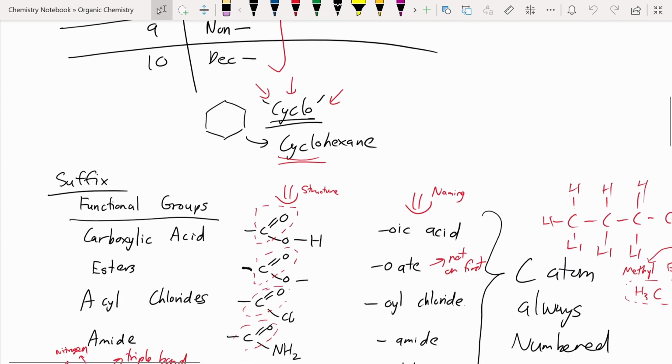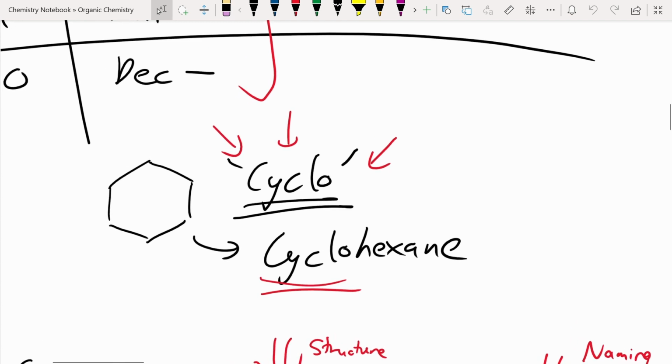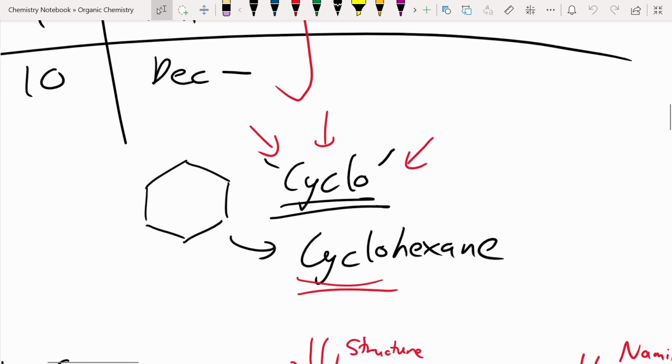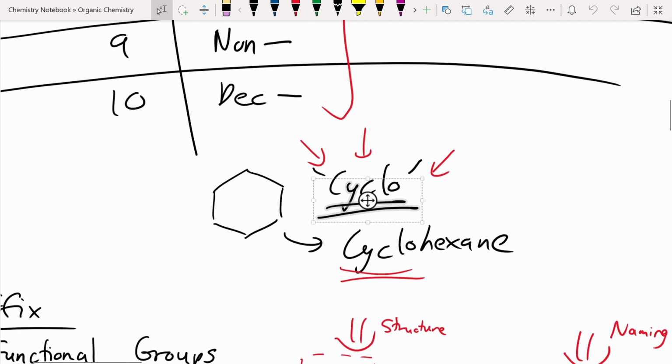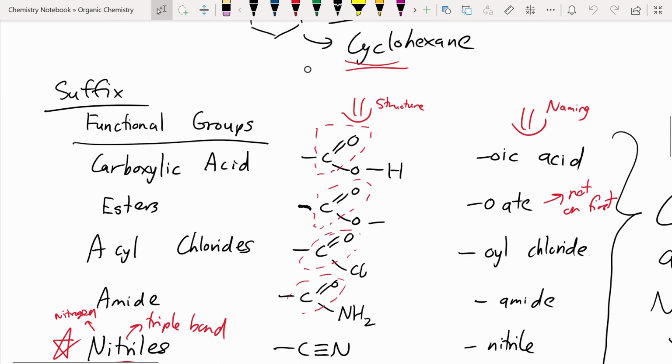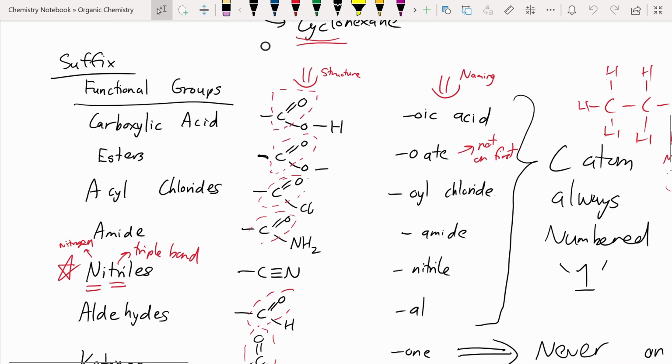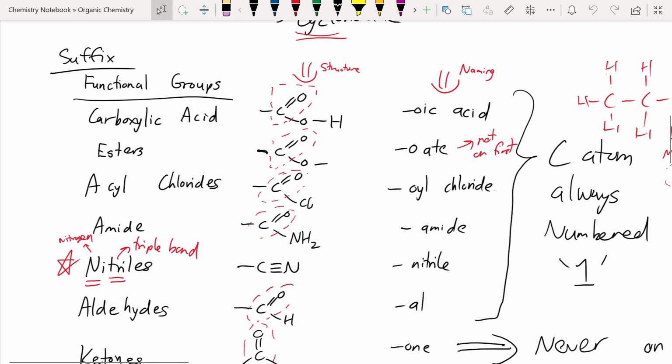Then for cyclic compounds, like cyclic alkanes, whereby the atoms are arranged in a closed chain, you need to make sure that you have this cyclo. So in this case, it's a hexane, 1, 2, 3, 4, 5, 6 carbons. So you should not just name it hexane, you must put a cyclo in front. So cyclohexane. Then for suffix, you need to know the name and the positioning.